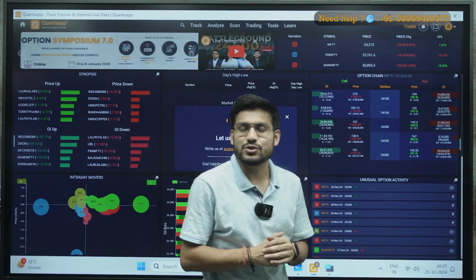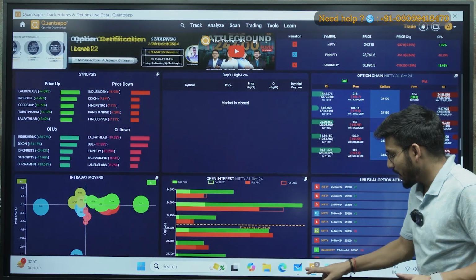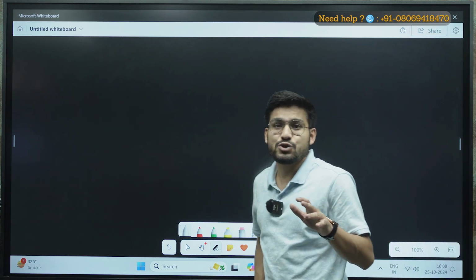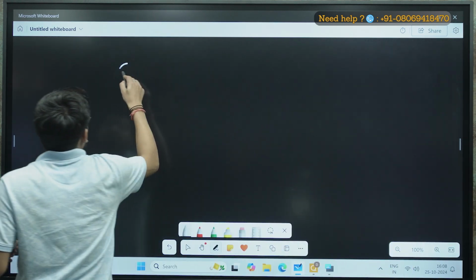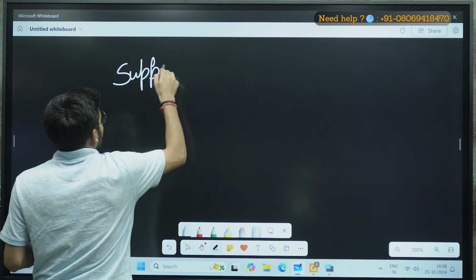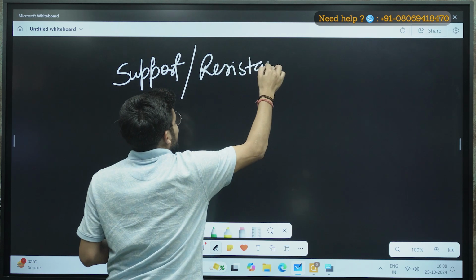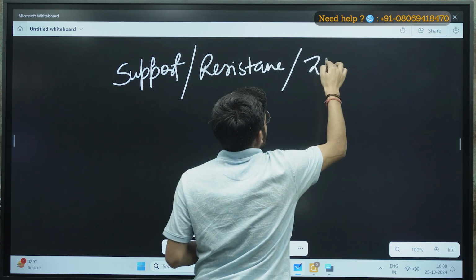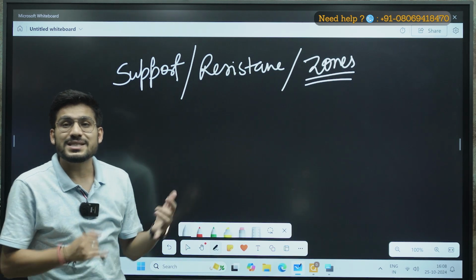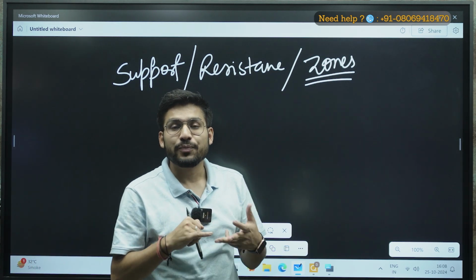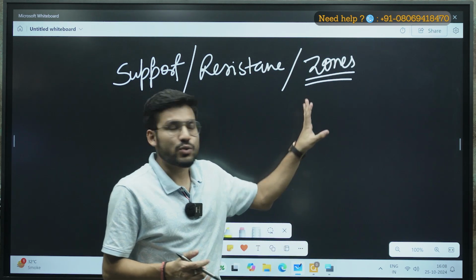Right, let's start today's session, that is about breakout. So when I'm talking about breakout, it means my market should be breaking some key levels. These key levels can be support, it can be resistance, it can be certain zones. Now when I'm talking about zones, it includes my supply zone, my demand zone, my support and resistance zone. So it can be breaking those also.